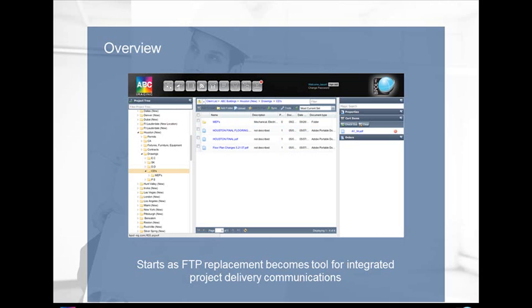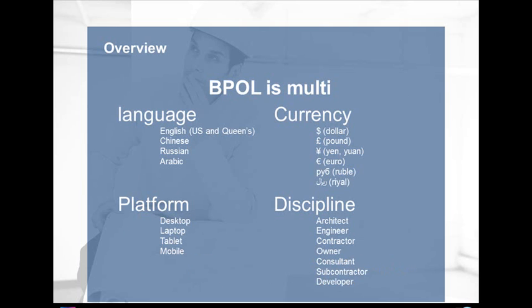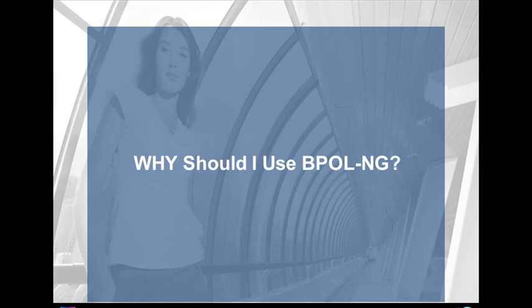So it basically starts as an FTP replacement. It becomes a tool for integrated project delivery and communications. The overview: BPO-ONG is multi-currency because you can actually order prints, and you can use it in different currencies. It has languages: English, Chinese, Russian, Arabic, and we're working on other languages. We work with all the disciplines, architects, engineers, contractors, and it's available on desktop, laptop, tablet and your mobile.